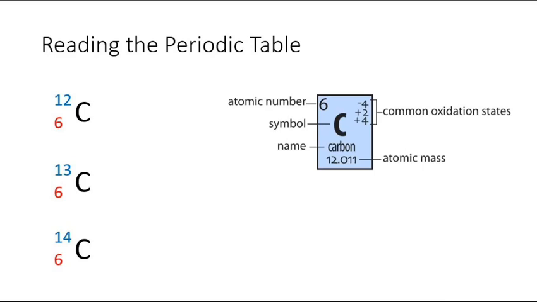Let's do a little practice with the atomic mass and the periodic table. Looking at just these 3 different isotopes of carbon, which one do you think is probably the most abundant? Well, I just told you it's skewed toward the atomic mass. The atomic mass is just over 12. So my guess is carbon-12 is one of the most, or if not the most, abundant isotope of carbon.